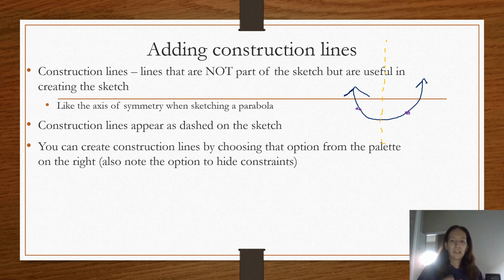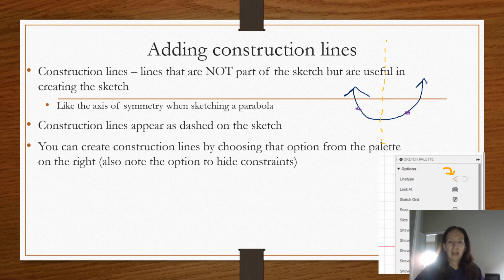A construction line is not part of your actual sketch. It's not considered a line in our line conventions, but it is useful in drawing elements of the sketch. Construction lines appear as dashed on the sketch, and you can create construction lines by choosing that option from the palette on the right. And I have a little note there.